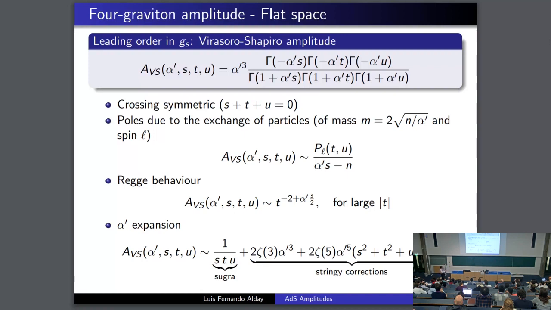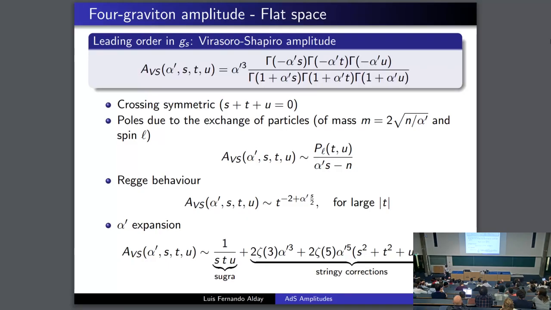All these are things that you can explicitly check from this answer. The first is that it is crossing symmetric in S, T, and U. Here, S plus T plus U is equal to 0 because we are scattering gravitons.